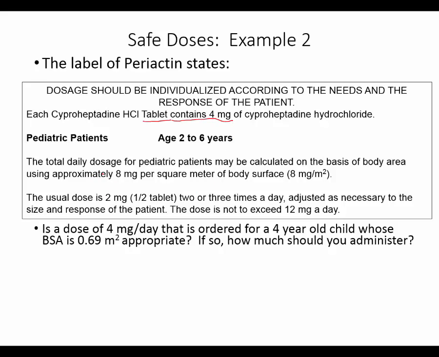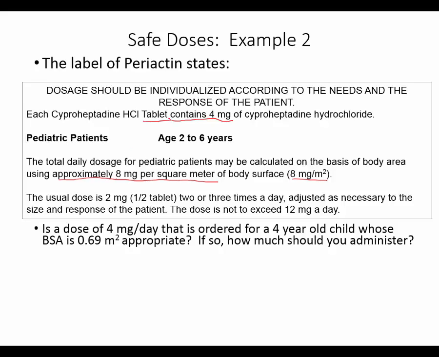I see the total daily dosage for pediatric patients can be calculated on the basis of body area using approximately 8 milligrams per square meter. And so that word approximately is going to come into play, 8 milligrams per square meter. And it says it here in the notation. The word approximately is used with this med because the med comes in tablet form.